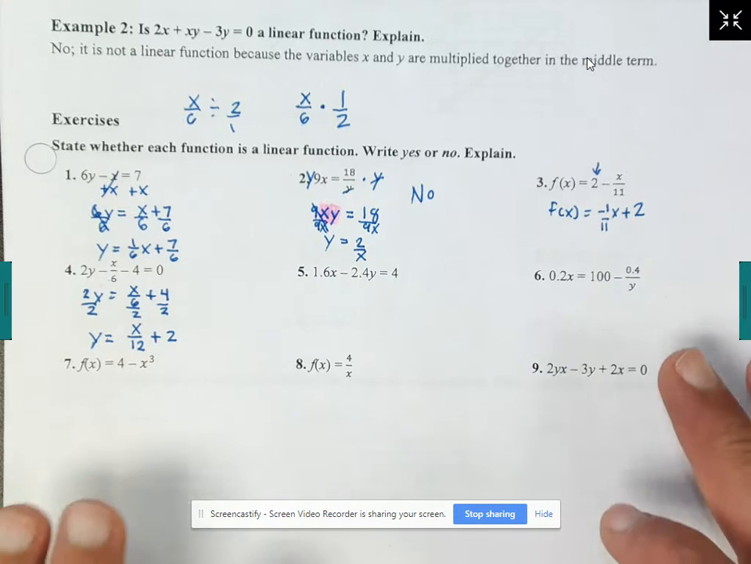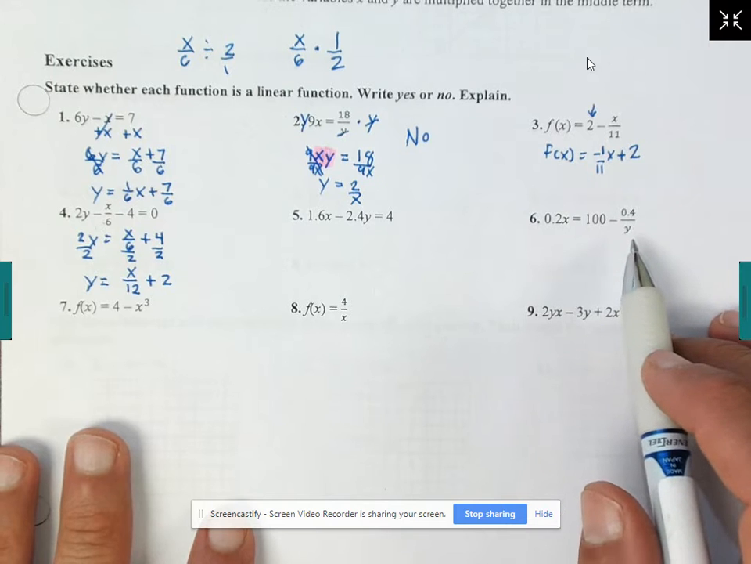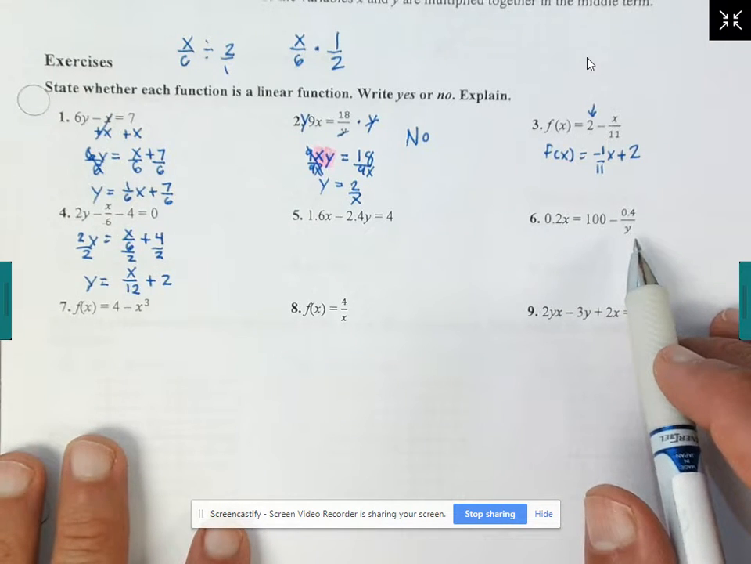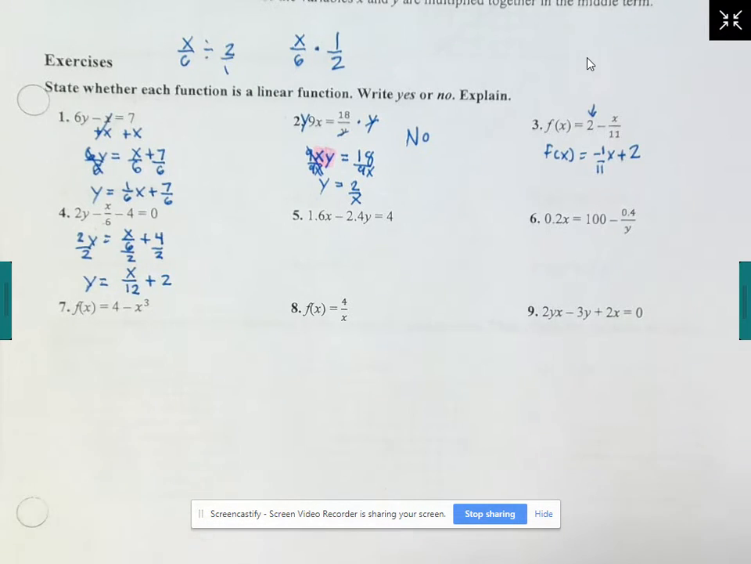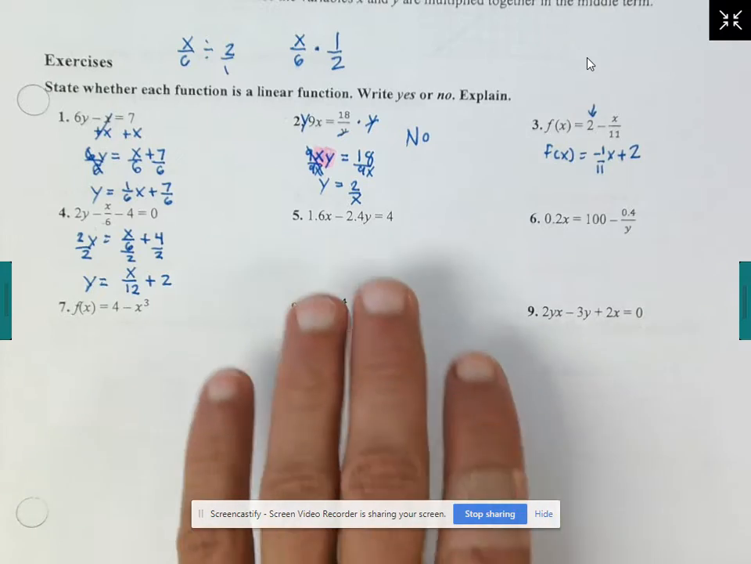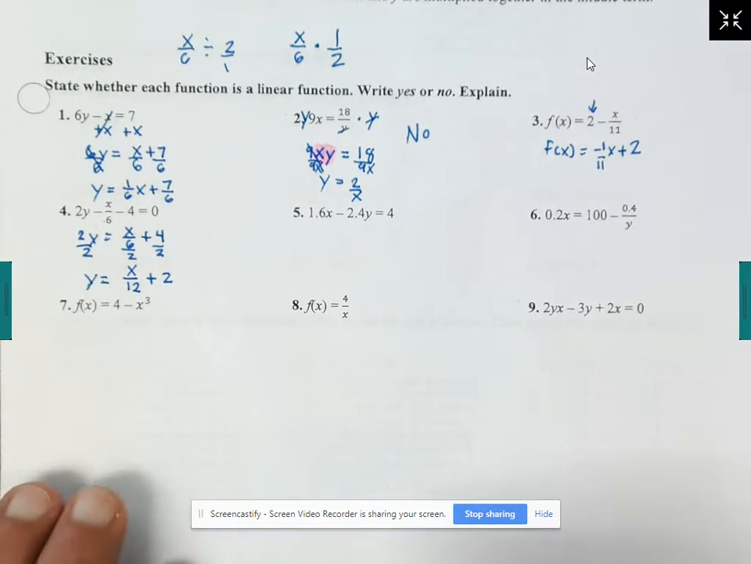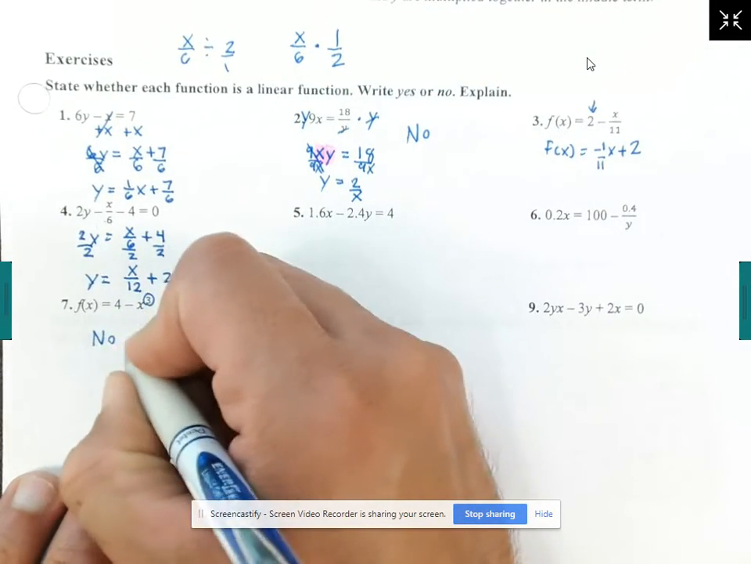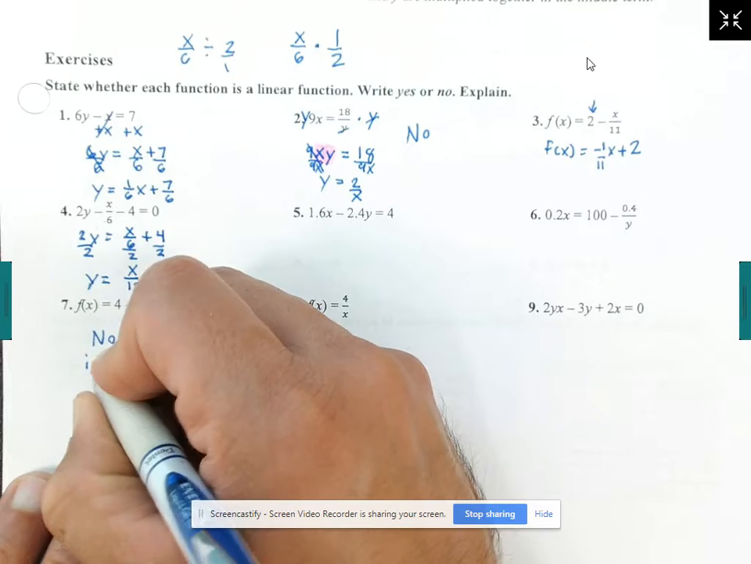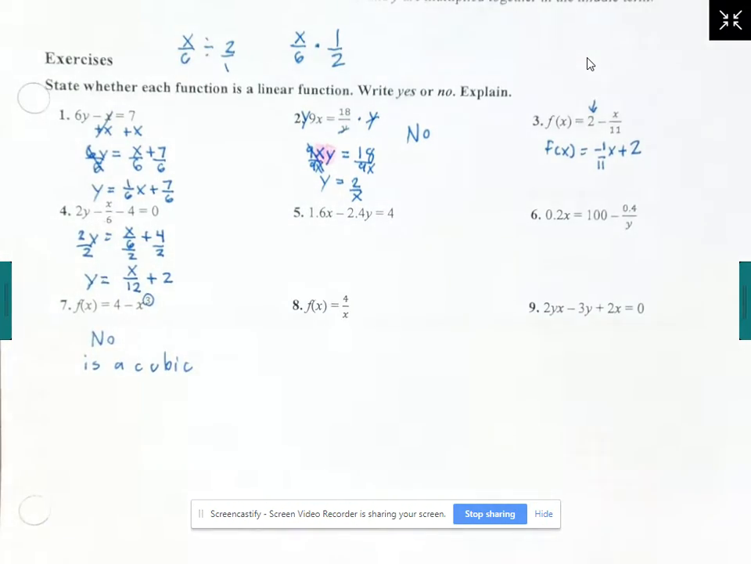Now let's look at some real quick that automatically know. For example, this y, that right there, let's see, yeah, this one's not going to be, because no matter what I do, the x and y are going to be multiplied. They're going to be intertwined somehow or another. This one definitely is, because it can be written in y equals mx plus b. This one, automatically, as soon as I see this right here, it's a no, because this is a cubic. You should know what that looks like. It's a cubic function. It's not a linear.